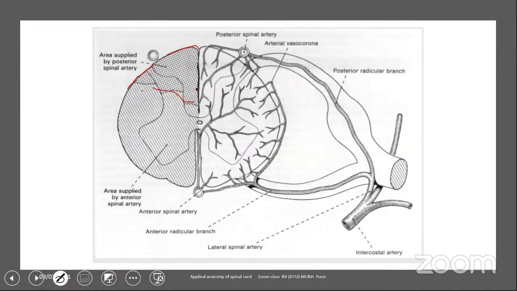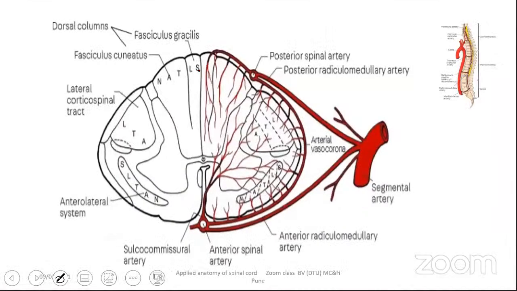This is the area supplied by the posterior spinal artery, and this is the area supplied by the anterior spinal artery on both sides. So anterior spinal artery syndromes will affect the spinothalamic and the corticospinal tracts. The posterior spinal artery syndromes affect only the dorsal column. So that's how you diagnose, and you can see that the importance of this blood supply is re-emphasized here.